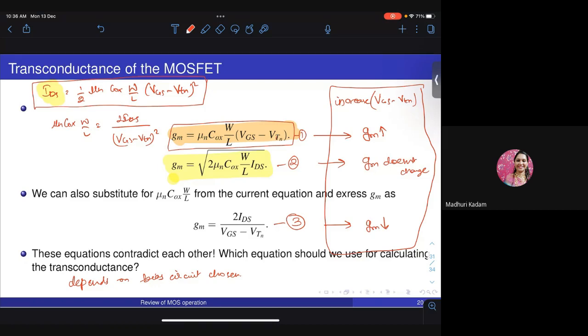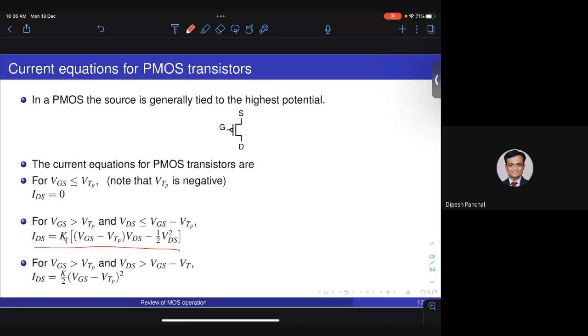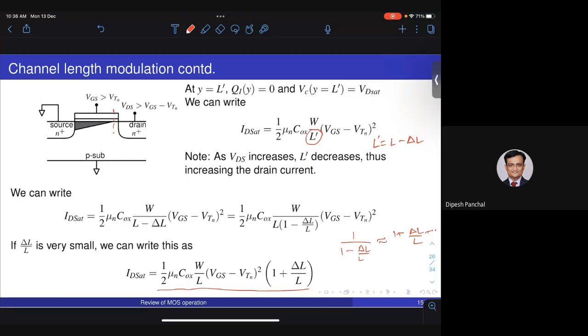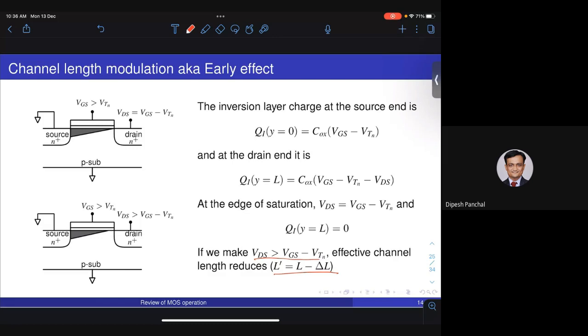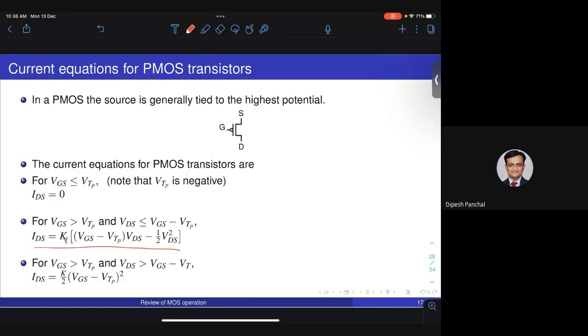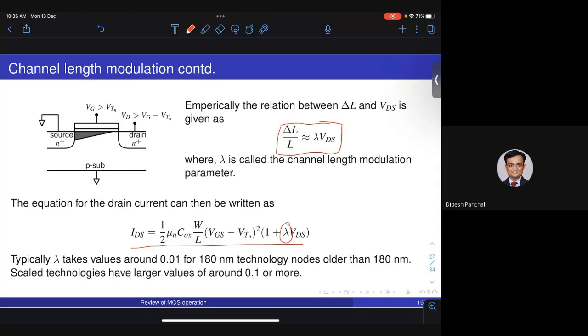May I know who is speaking? Deepesh. Yes, please tell me. Sir, in the saturation current formula, you mentioned 1 plus lambda VDS as an additional part. Whenever we are doing pen and paper calculation for design based on specifications, do we have to consider lambda into L, or only the lambda value?